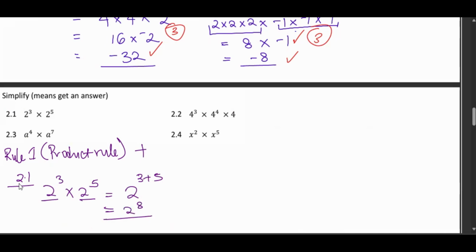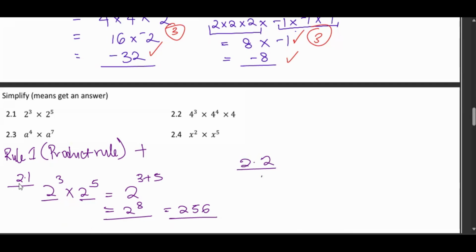That's the answer there. Then what answer do you end up having if it's 2 to the power 8? You have your answer as 256. Okay, 2.1. Oh, sorry, 2.2.